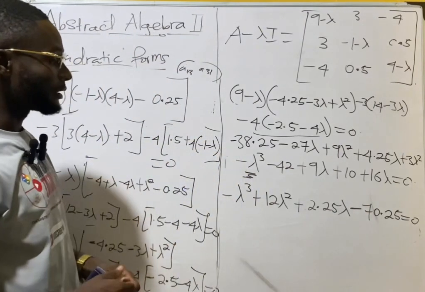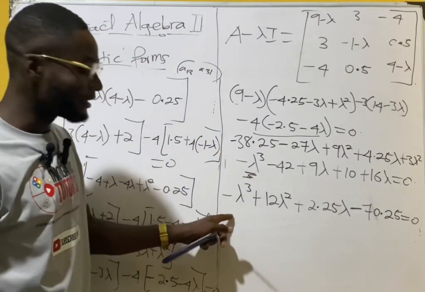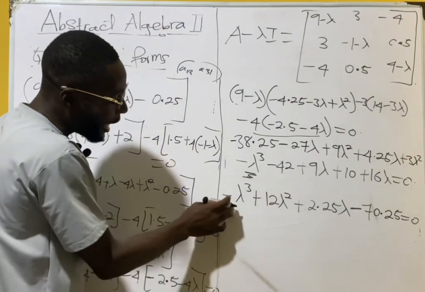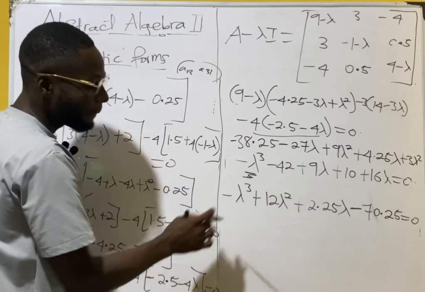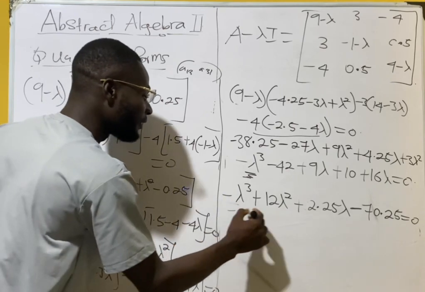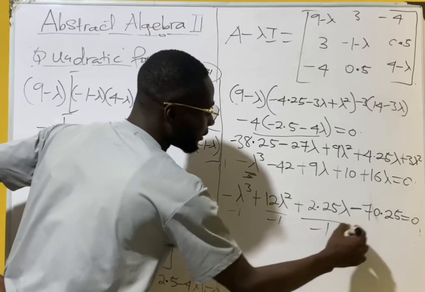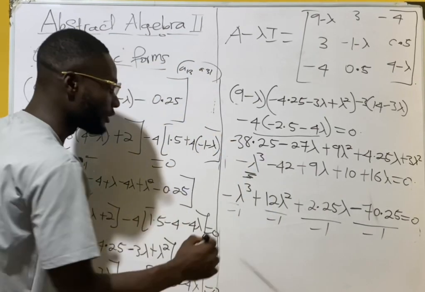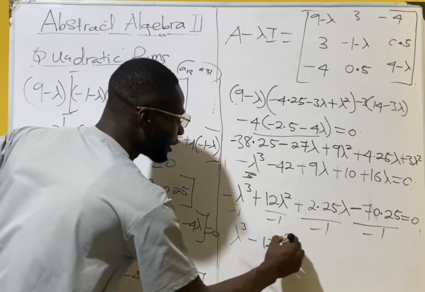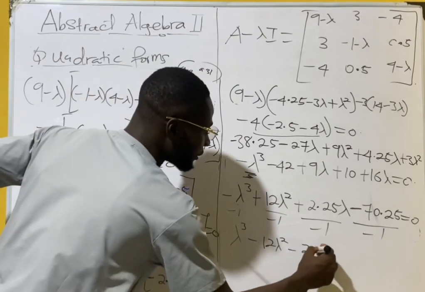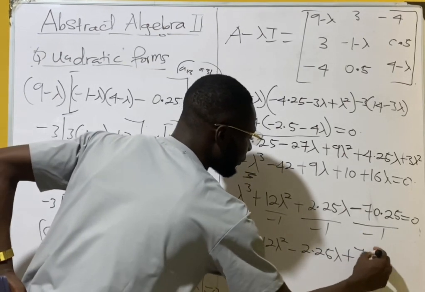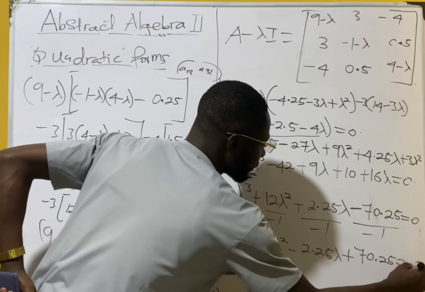Okay, so that is the quadratic, this is the cubic equation. When we try to avoid the negative in front of the cubic, we divide by -1 here, here, here, and here. So you have: lambda cubed minus 12 lambda squared minus 2.25 lambda plus 70.25 equals 0.